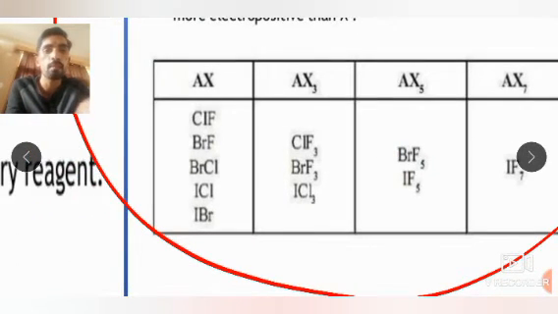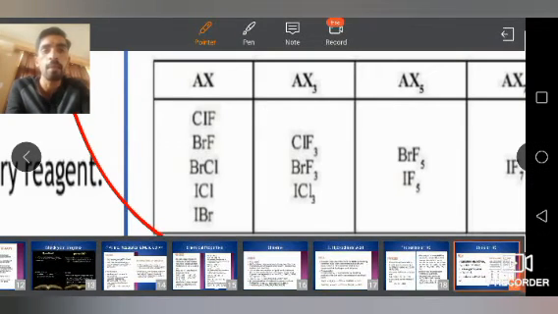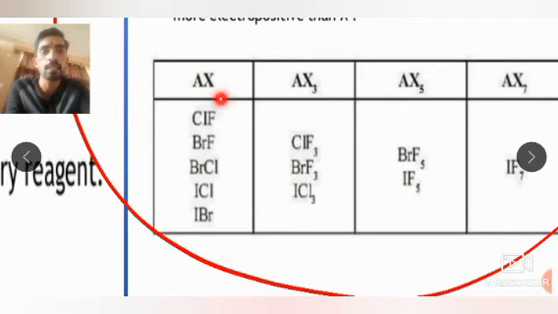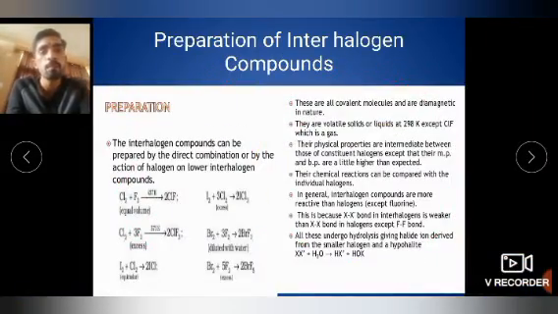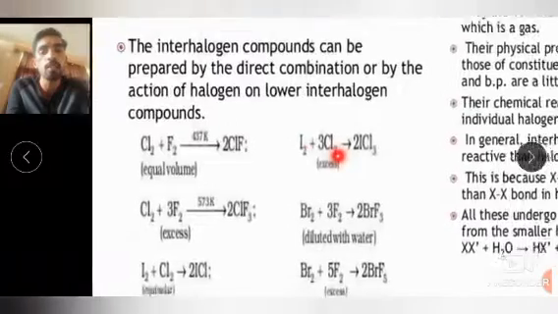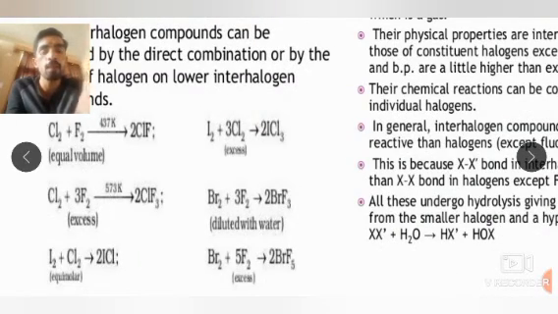Suppose we have some examples: ClF, BrF, BrCl, ICl, IBr. These are the XX' type. Here XX'3: ClF3, BrF3, ICl3, and BrF5, IF5, IF7. These are the general interhalogen compounds. Preparation: interhalogen compounds can be prepared when two halogens react.